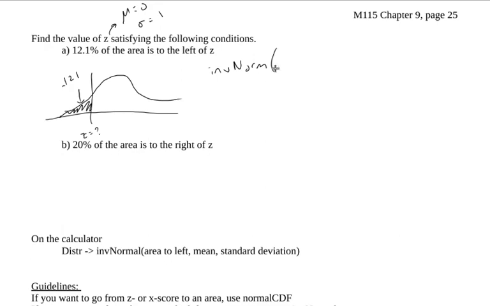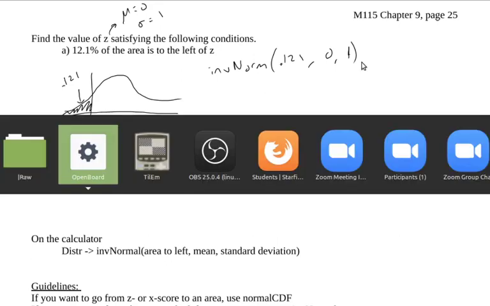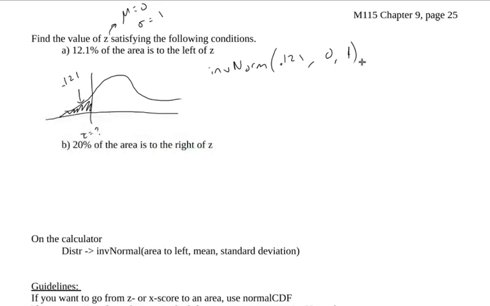With the inverse norm, we'll enter 3 inputs. We do the area to the left, which is 0.121. We'll do our mean, which is 0, and our standard deviation, which is 1. If you actually leave these off on the TI-83, it defaults to using 0 and 1 as those two values. The same thing goes when I'm doing the normal CDF.